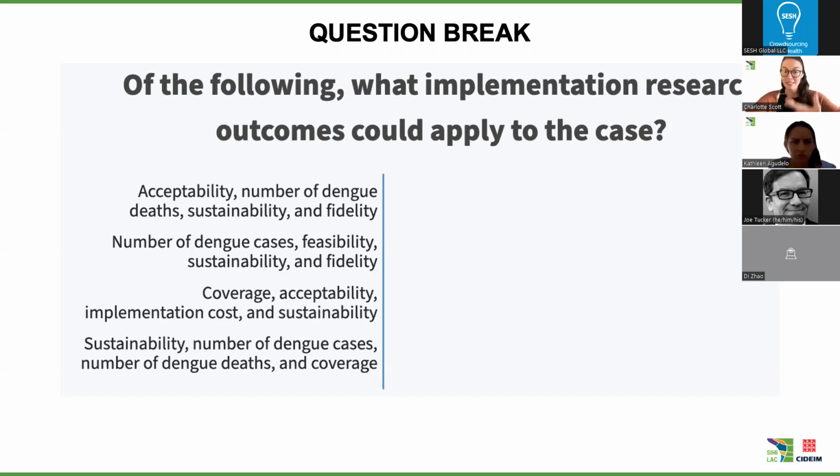But for this case, what implementation research outcomes would you choose to assess to determine how successful or unsuccessful the implementation was? So we have these four options and you should pick what you think is the most appropriate answer. So it should have this fifth question now. I'll leave it here for a couple of minutes and then we can look at the answer.